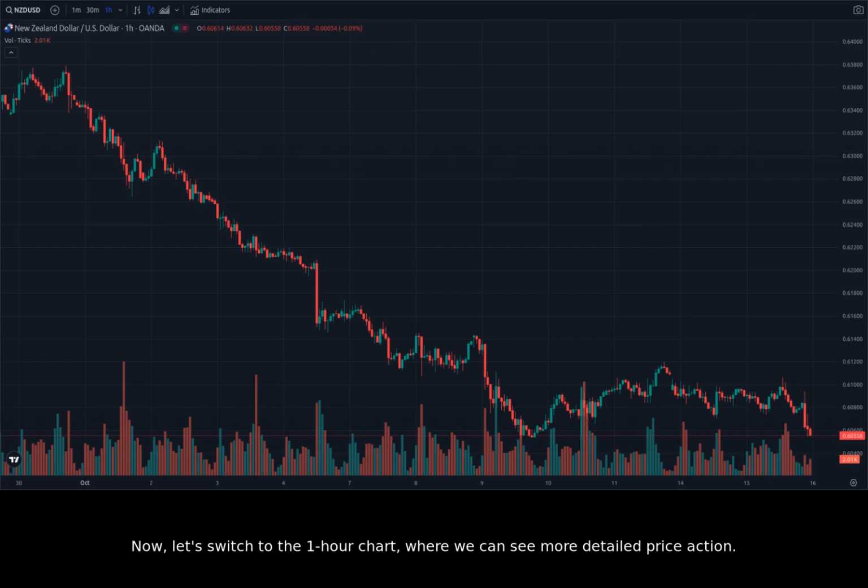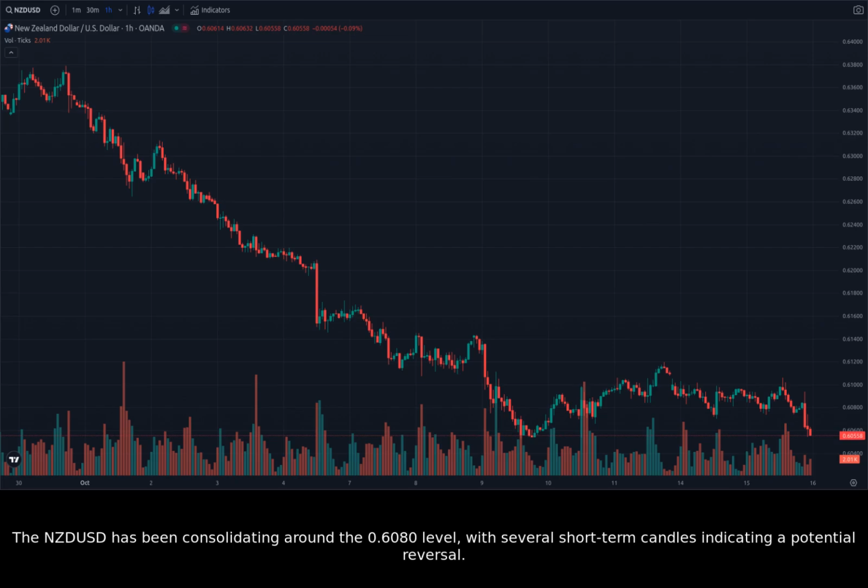Now, let's switch to the 1-hour chart where we can see more detailed price action. The NZDUSD has been consolidating around the 0.6080 level, with several short-term candles indicating a potential reversal. However, the bearish pressure from the daily chart is still present, making it difficult to definitively call a short-term reversal.